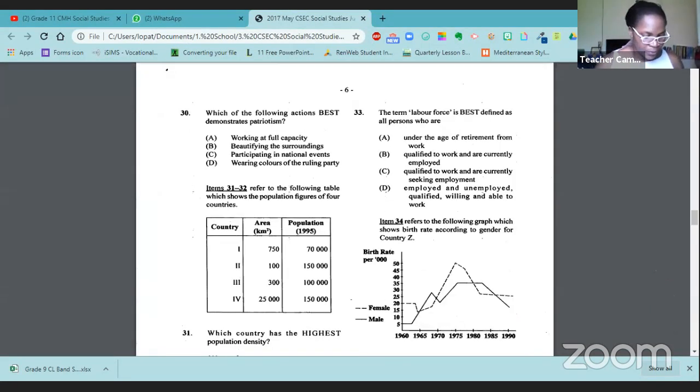All right, so we're looking at May 2017, and question number 30, which of the following actions best demonstrates patriotism? Working at full capacity, no, not necessarily. Beautifying their surroundings, yes, but not necessarily. Participating in national events, yes. Wearing colors of the ruling party, no. So the answer would be C.